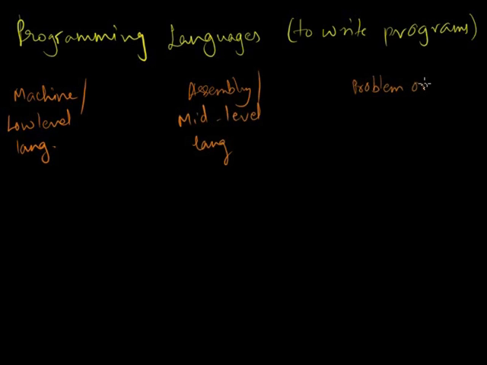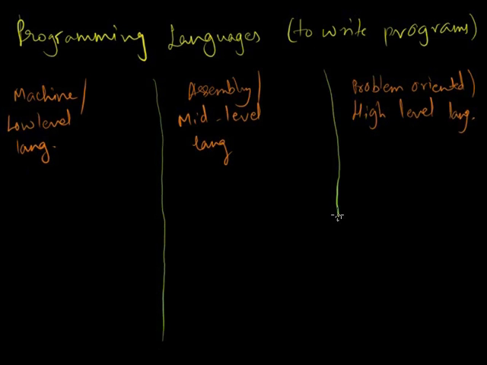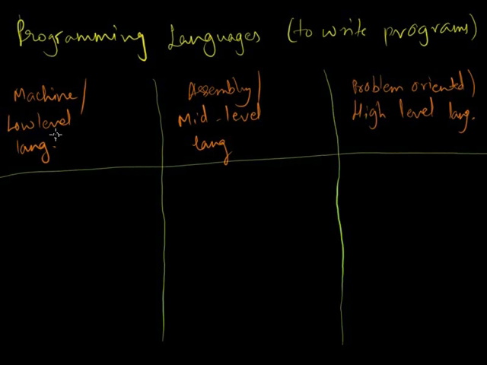Problem oriented or high level language. So we have three types of programming languages: low level, mid level and high level. Let me first partition these three different types of languages so that there is no confusion in between. Okay. Now the low level language or the machine language is the language which is understood by the machine. So it is obviously the binary language.